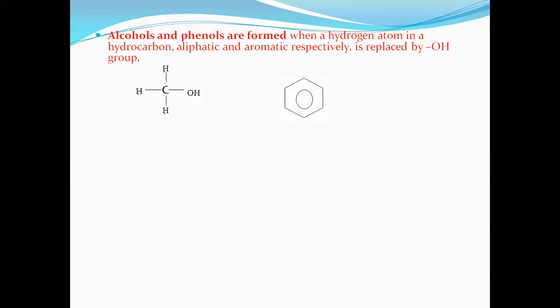Another example, benzene. You know the formula of benzene, C6H6, all the six carbon atoms are attached with one hydrogen atom each. Now, one of the hydrogen atoms is replaced by OH, that gives us phenol. That's why alcohols and phenols are formed when one or more hydrogen atoms of a hydrocarbon, such as aliphatic or aromatic, are replaced by OH.